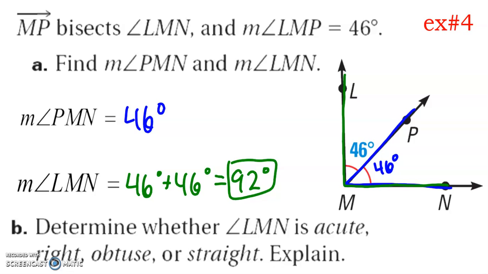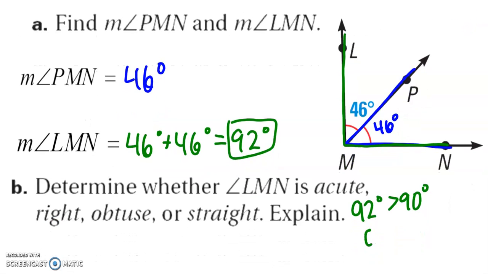So is angle LMN acute, right, obtuse, or straight? Well, 92 degrees is greater than 90 degrees. Therefore, my angle is obtuse.